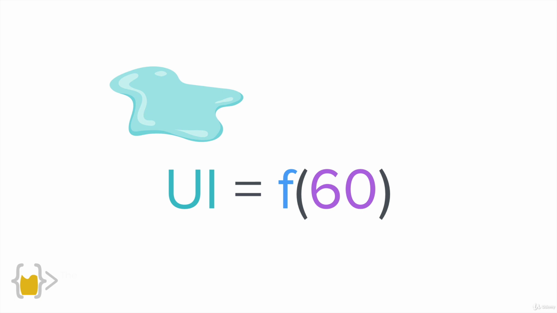Now, how is this actually done with code? Well, we would probably keep track of a variable, let's say temperature, and we would define how our user interface would morph and change depending on different values of that variable.